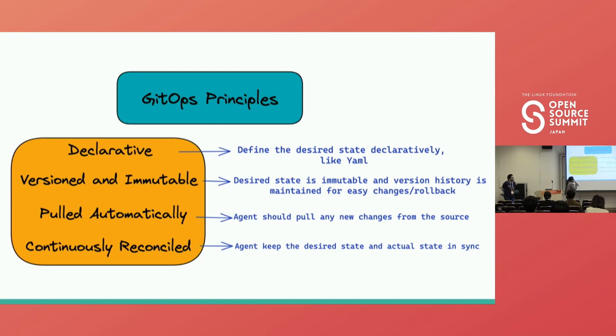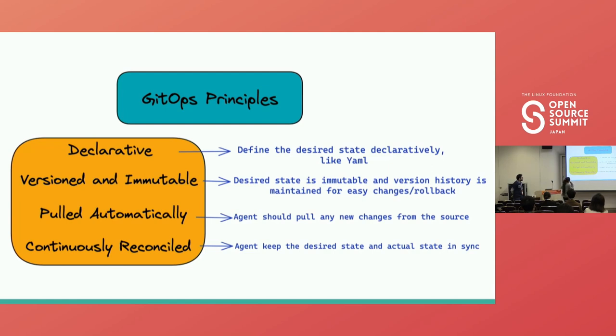So basically, GitOps has four principles, which come under the Open GitOps initiative, made by the CNCF working group. Now, moving on to the four GitOps principles. First, the GitOps principle is declarative. You would like to declare the desired state of your application declaratively using YAML.